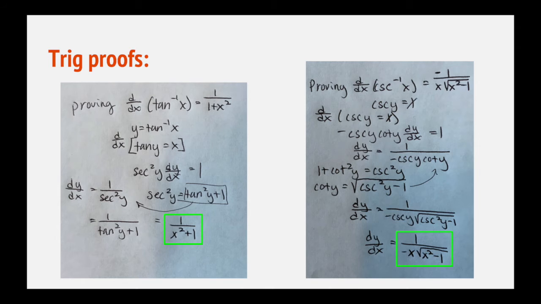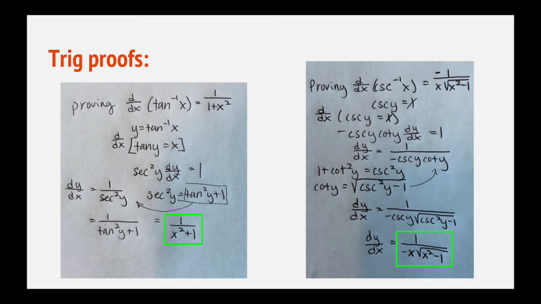On the right side, we're going to be proving the derivative of the inverse cosecant x, which should equal negative 1 over x times the square root of x squared minus 1. We start off with inverse cosecant x equals y, which means cosecant y equals x. We take the derivative of that, which is negative cosecant y times cotangent y times the derivative of y equals 1. Dividing both sides by negative cosecant y times cotangent y, the derivative of y equals 1 over negative cosecant y times cotangent y.